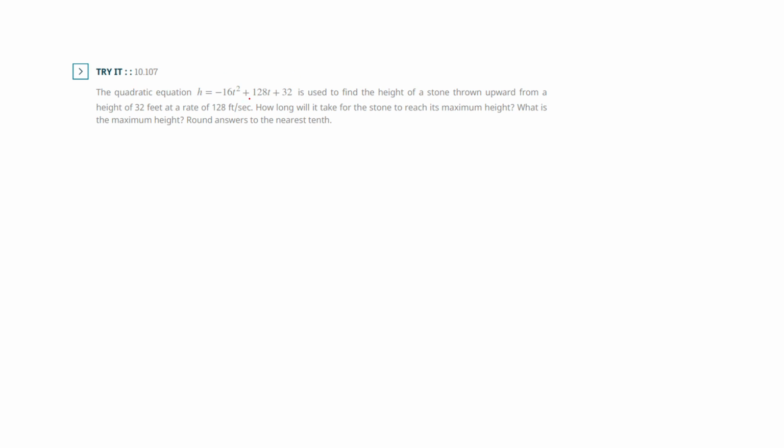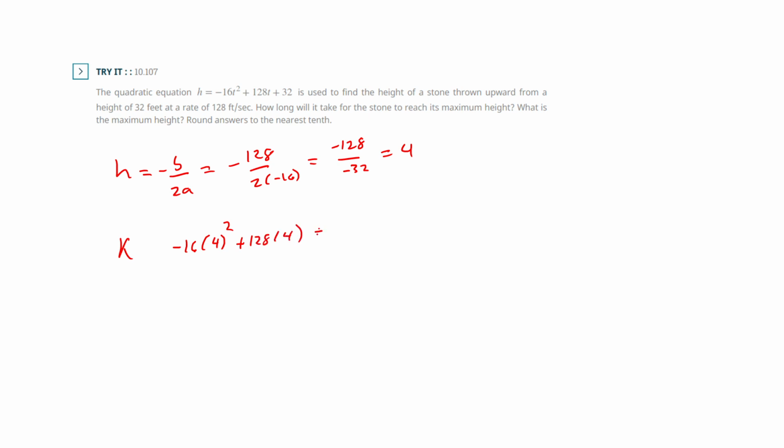Okay, now they gave us the full equation here. I know it's got a negative, so this is upside down. So all we're going to do is find the vertex, and then we'll answer their questions. Okay, I'm assuming that's 4. Yeah, I believe it is. Okay, so h is 4. Now how do we find k? We just put it back in the equation. So we've got negative 16 times 4 squared, plus 128 times 4, plus 32.